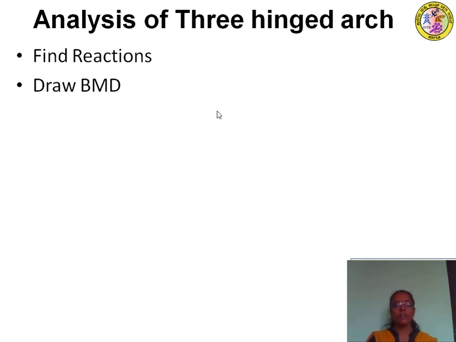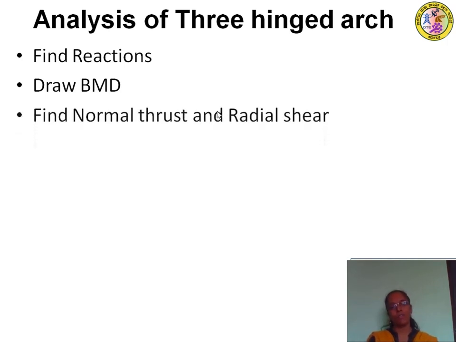And apart from that, if it is asked in the question to find the normal thrust and radial shear, you have to find them. If it is not asked in the question, there is no need to calculate normal thrust and radial shear. So these three components are included in the analysis of a three-hinged arch.